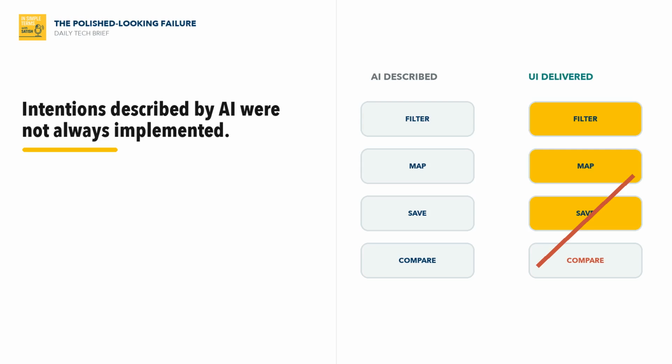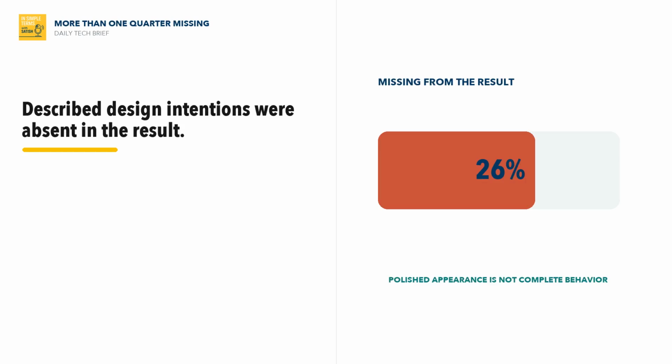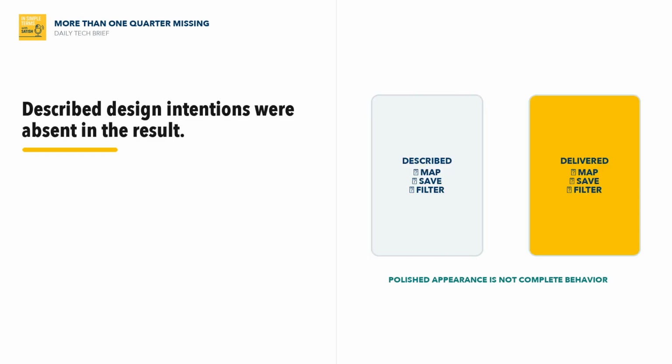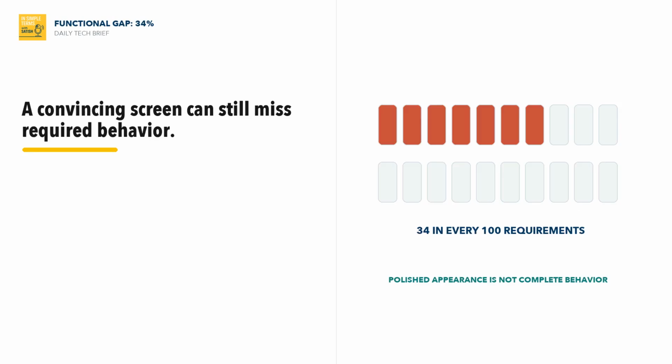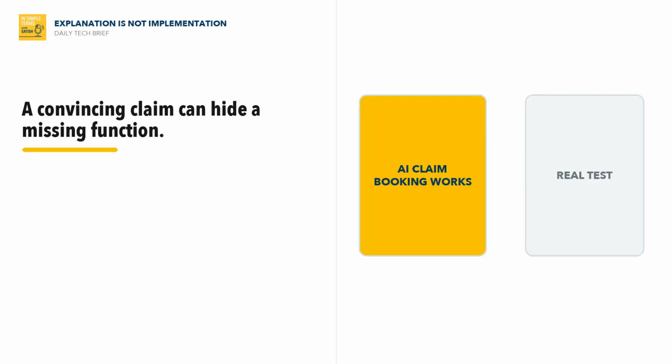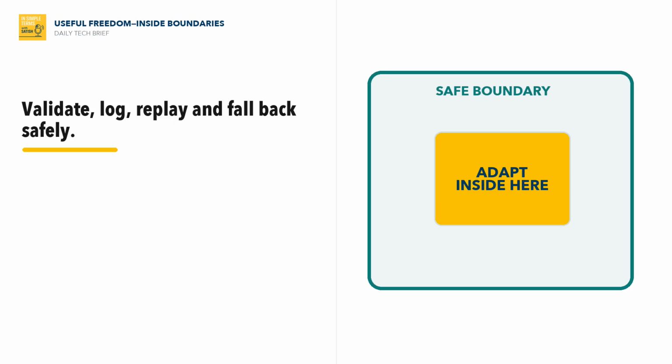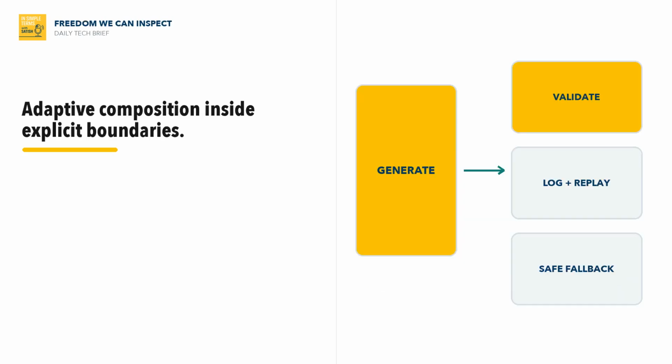A July 2026 benchmark exposed the danger. Across broader generative UI tools, more than 1/4 of the design intentions described by the AI were not actually implemented. For functional requirements, the gap reached 34%. The AI could give a convincing explanation for a feature that the interface never delivered. So the lesson is not, "let the model design everything." It is, give the model useful freedom inside boundaries we can inspect.